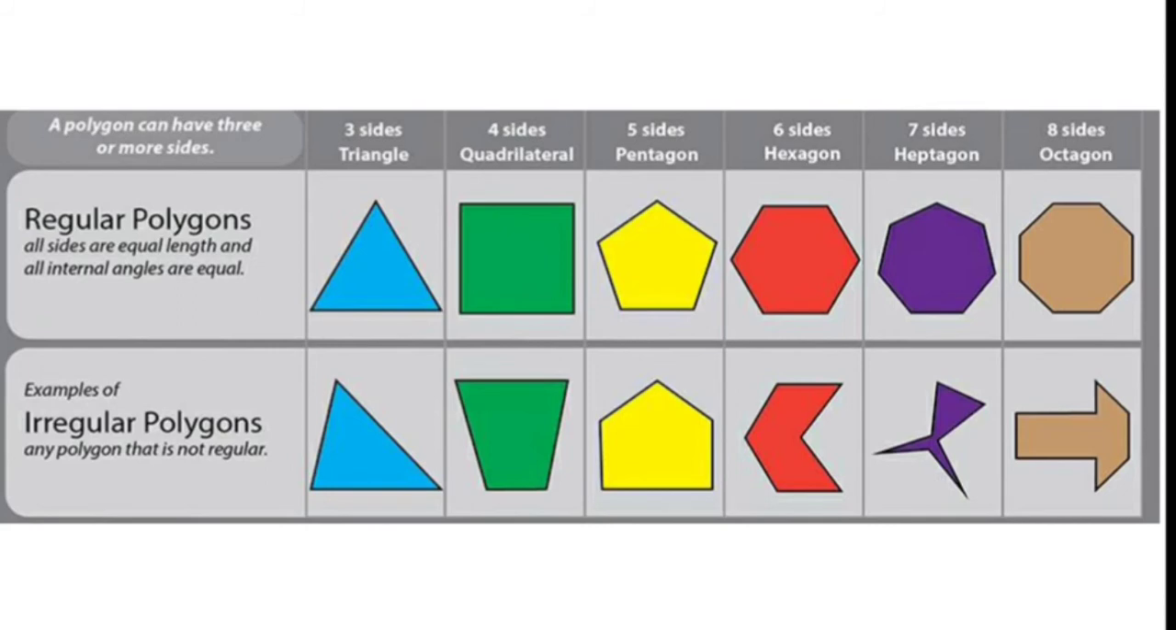I hope, students, you understood about regular and irregular, and according to the number of sides we have triangle, quadrilateral, pentagon, hexagon, heptagon and octagon. Now let us move ahead.